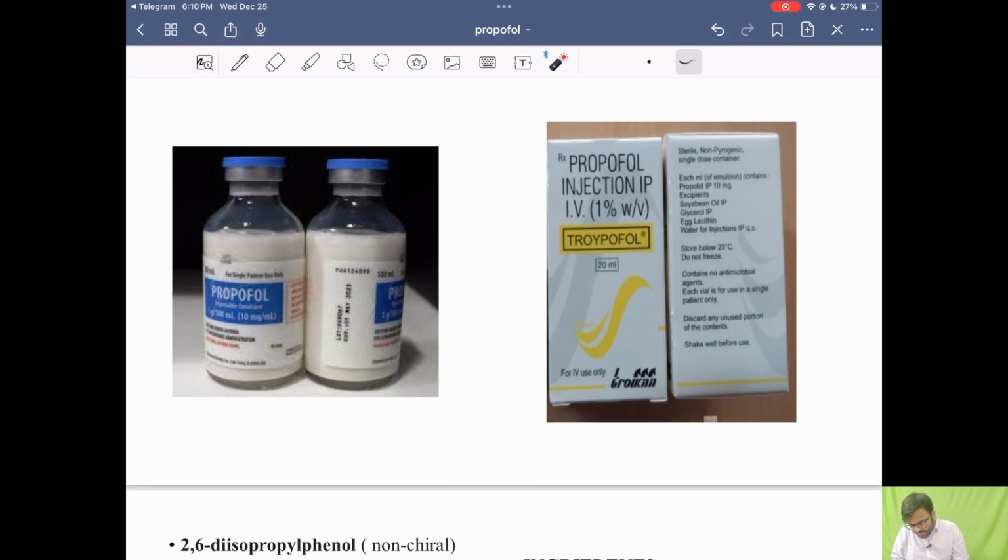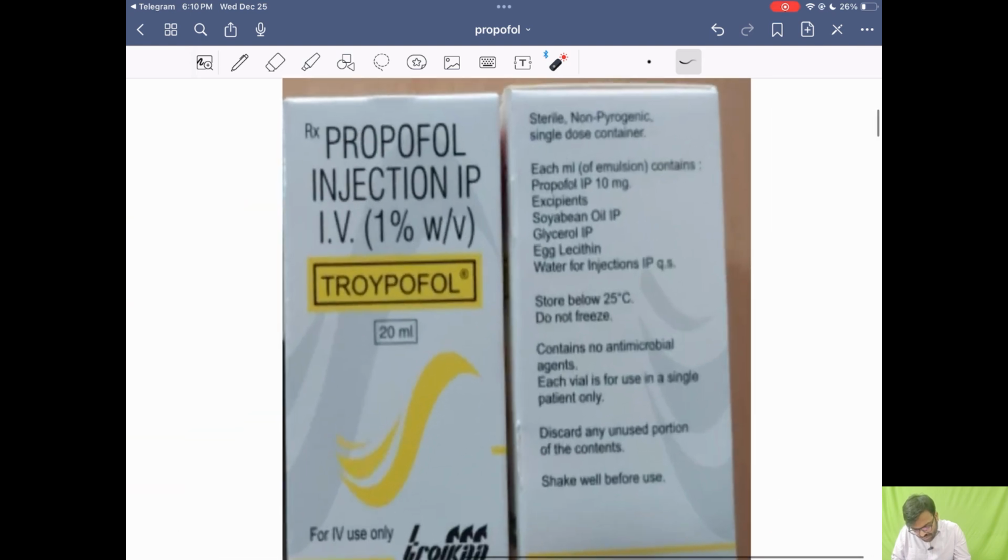So we can see this milky solution. This is one of the most common drugs used by us in the operation theater. It looks milky, and it comes in a vial of 10 ml or 20 ml. Here we have a 20 ml vial, and as we can see, per ml there is 10 mg of propofol. And these are the contents of propofol. We are going to discuss it further.